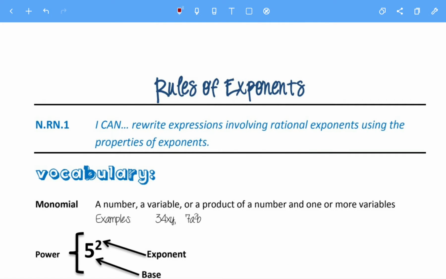Hello, this is Miss Goodwin, and I forgot my headphones, so you're gonna have to bear with me if this sounds a little funny. But today we are covering the rules of exponents.